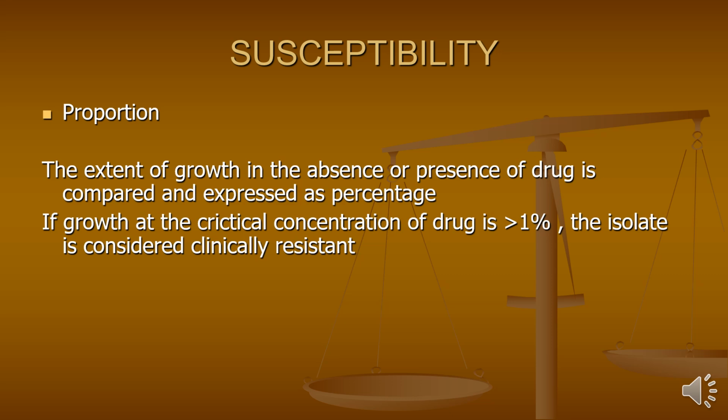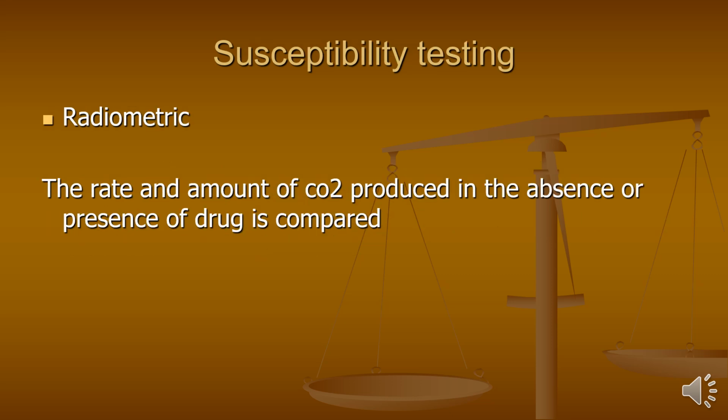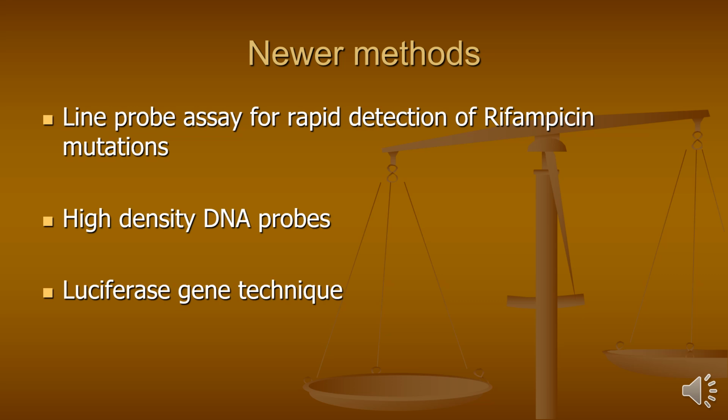Next is proportion. The extent of growth in the absence or presence of the drug is compared and expressed as a percentage. If growth at the critical concentration of the drug is more than 1%, the isolate is considered to be not sensitive, that is, resistant. Okay. Radiometric: the rate and amount of carbon dioxide produced in the absence or in the presence of the drug is compared. So the newer methods are line probe assay for repeat mutation, high density DNA probes, and luciferase gene.